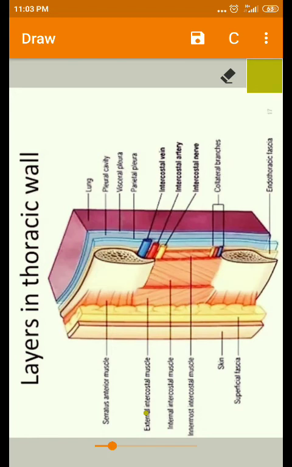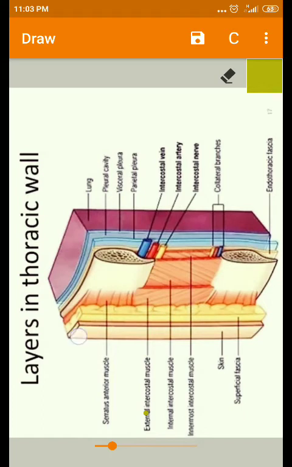Students, welcome back. Now here you can see the layers in the thoracic wall, from skin to the lung. So this is a part which is cut in the thoracic wall, and we have taken this out, and now we are going to see the layers.